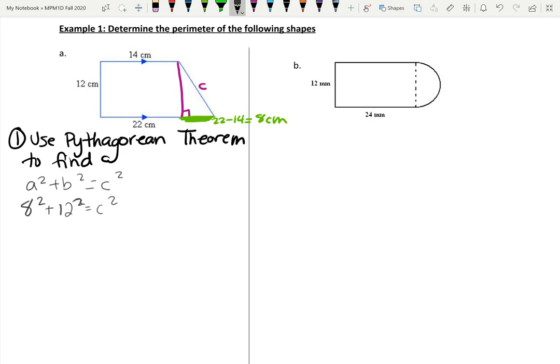Okay, 8 squared is 64. 12 squared is 144. 64 plus 144 is 208. The square root of 208 is approximately 14.4 centimeters.